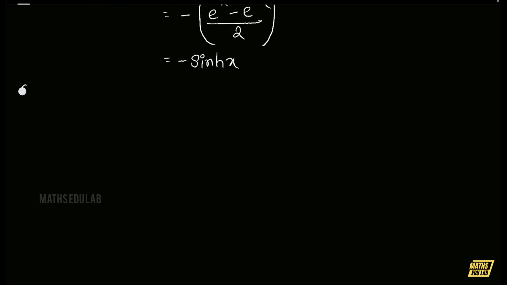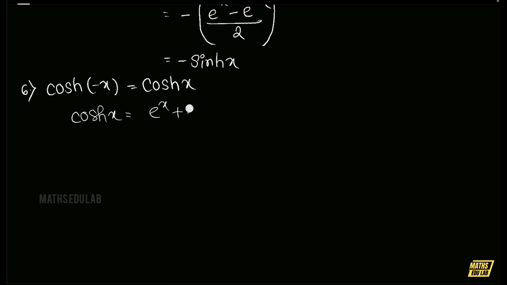Similarly, the other one is cosh hyperbolic minus x is equal to cosh hyperbolic x. The same way we have to follow to solve this one. As we know the cosh hyperbolic x formula, which is nothing but e to the power of x plus e to the power of minus x by 2. So here it is given in the negative form. So cosh hyperbolic minus of x is equal to e to the power of minus x plus e to the power of minus minus x upon 2.